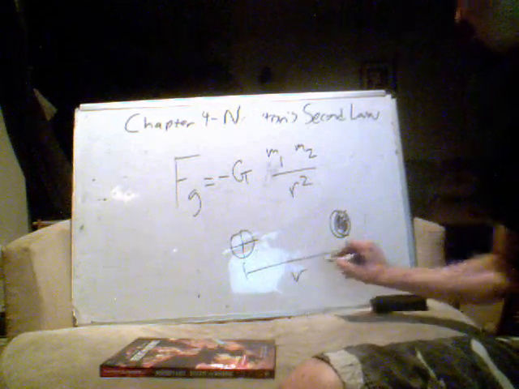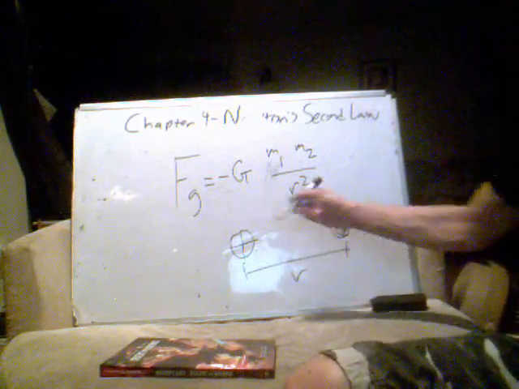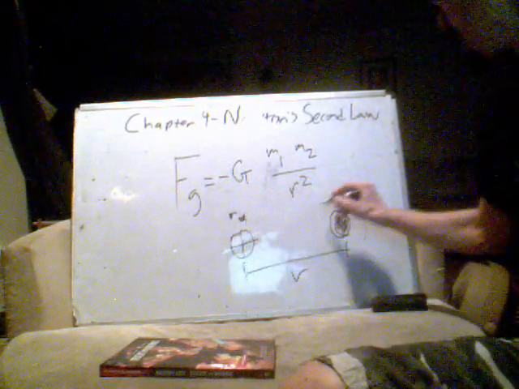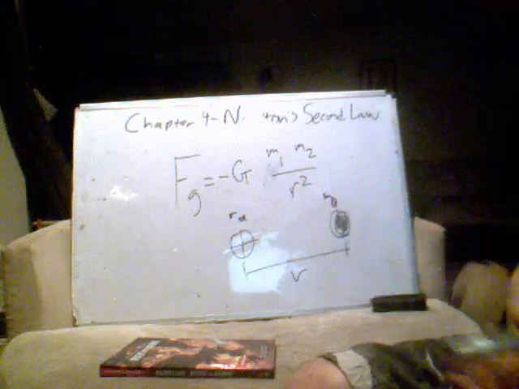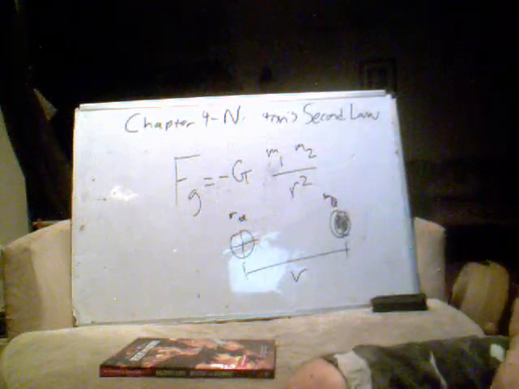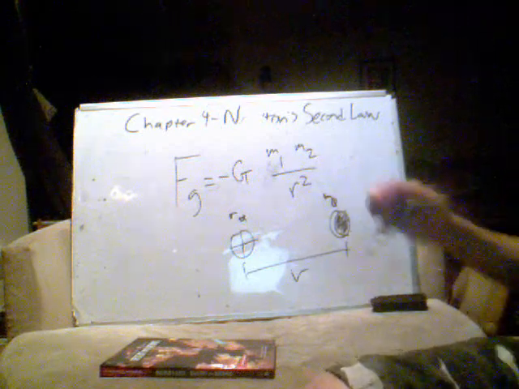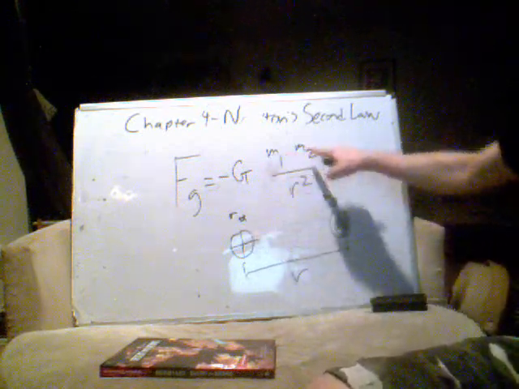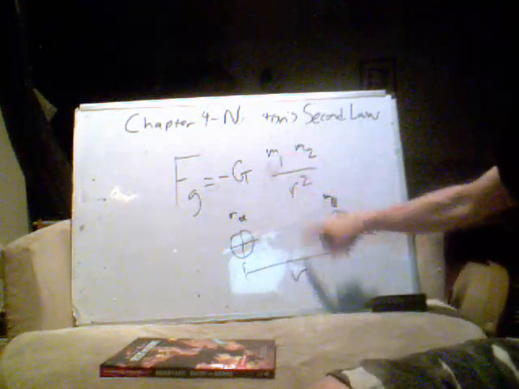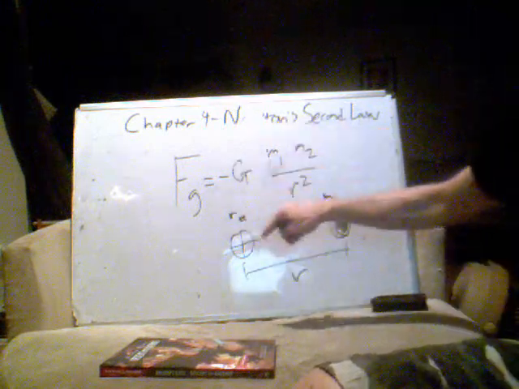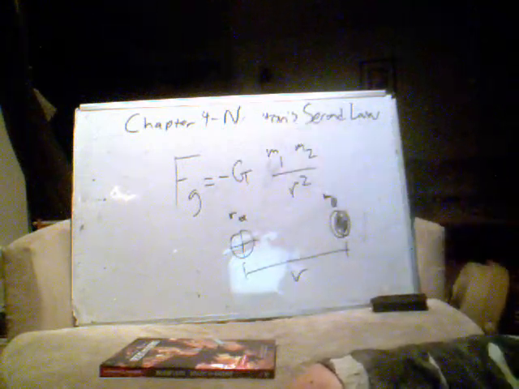You would have to know the distance between them, and you'd have to know the mass of the Earth and the mass of the Moon. And you would apply this formula to it, right? M1 could be the mass of the Earth, M2 could be the mass of the Moon, R could be the distance between them, and you could solve for the gravitational force.